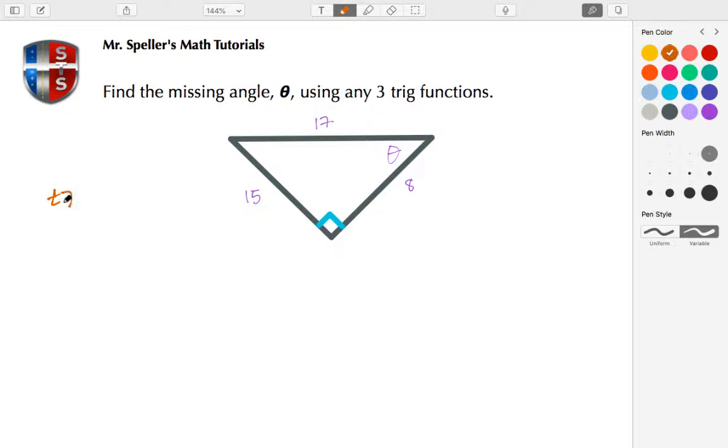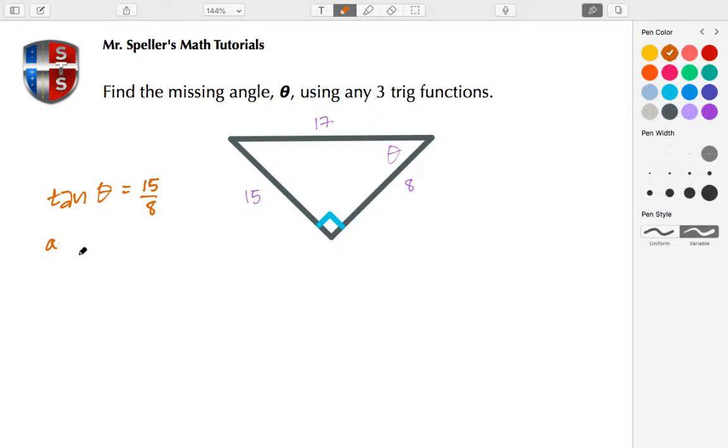So if we're trying to find the tangent of angle theta, we know that the relationship for tangent, or the ratio created, is the opposite over adjacent. So in this case, it's going to be 15/8. For us to figure out what the measure is of angle theta, we need to take the inverse function on both sides. In this case, that inverse function will be arctangent.